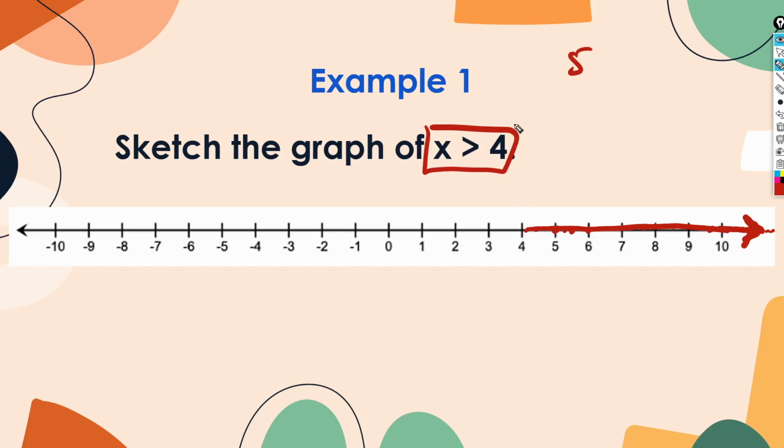Now, this is what we do. Our marker is 4. Yeah? Si 4 mismo. But the problem is 4 itself is not included. So, what we do is at the point 4, we draw a circle, pero yung circle natin ay hollow. Hollow. Butas. Walang shade. Bakit? Kasi hindi kasama si 4.